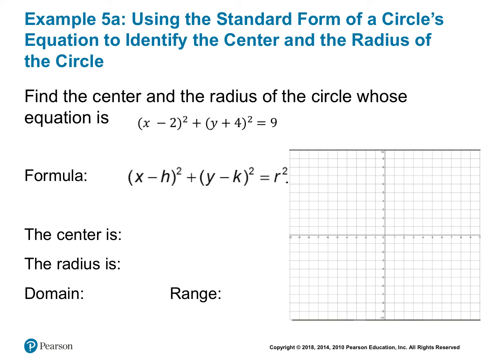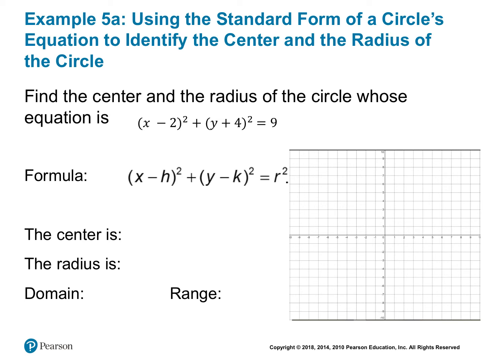Okay, now we're going to use the standard form of equation to identify what the center and the radius would be. So this time they give you all the numbers and you have to work backwards to figure out what the center is and what the radius is, and then we'll talk about the domain and range as well.